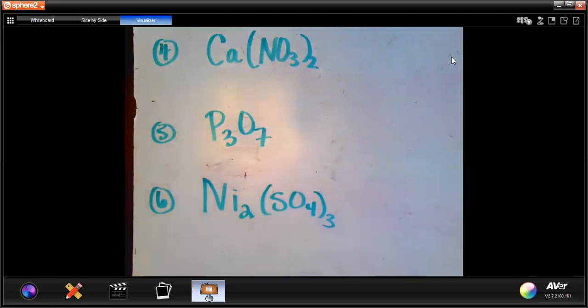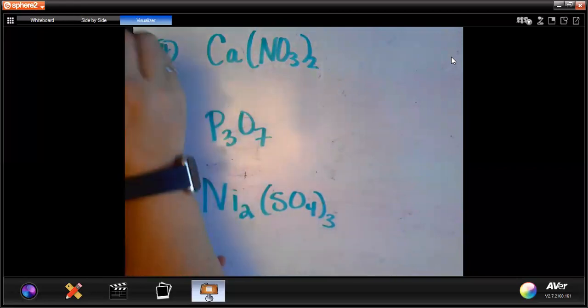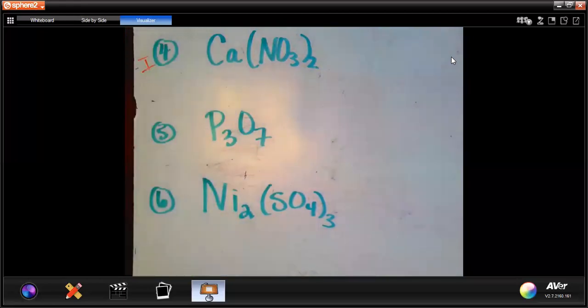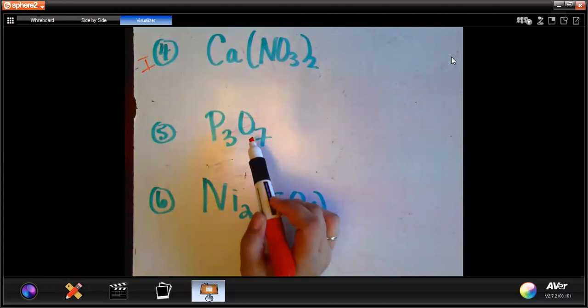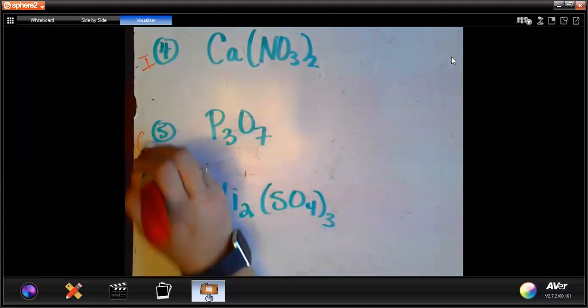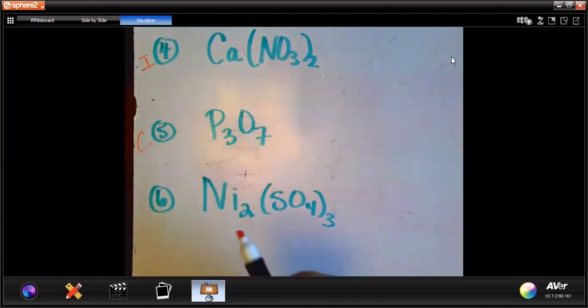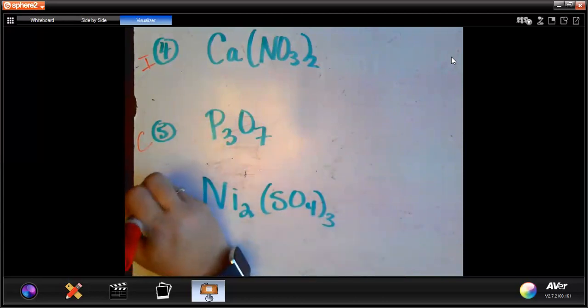All right, so first let's identify, is it ionic or is it covalent? So number 4, calcium and nitrate. Since calcium is a metal and nitrogen and oxygen are nonmetals, this is ionic. And number 5, phosphorus and oxygen are both nonmetals, so that's covalent. Number 6, nickel is a metal, and sulfur and oxygen are both nonmetals, so this is ionic.